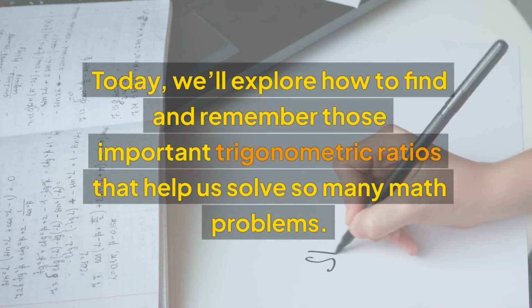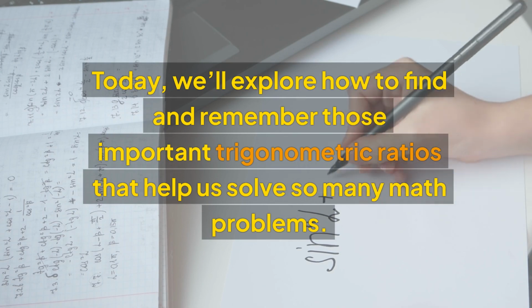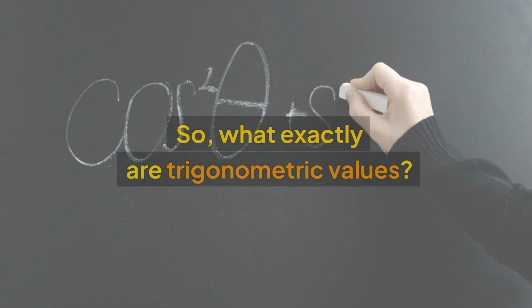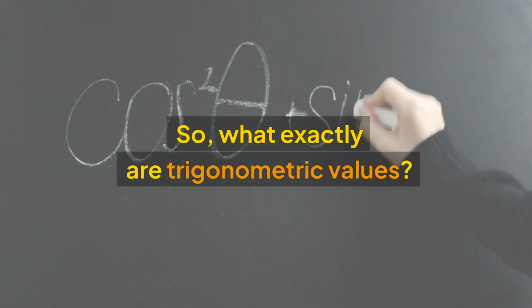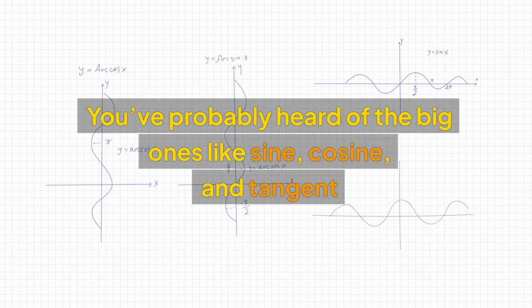Today, we'll explore how to find and remember those important trigonometric ratios that help us solve so many math problems. So, what exactly are trigonometric values? These are special ratios that are related to the angles in a right-angled triangle. They help us understand the relationships between the sides of the triangle. You've probably heard of the big ones like sine, cosine, and tangent.